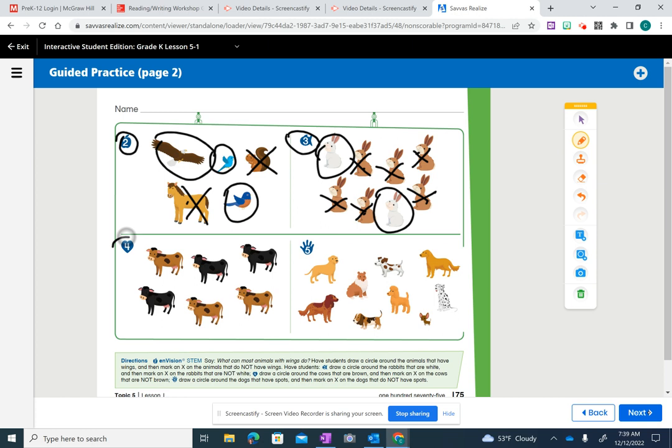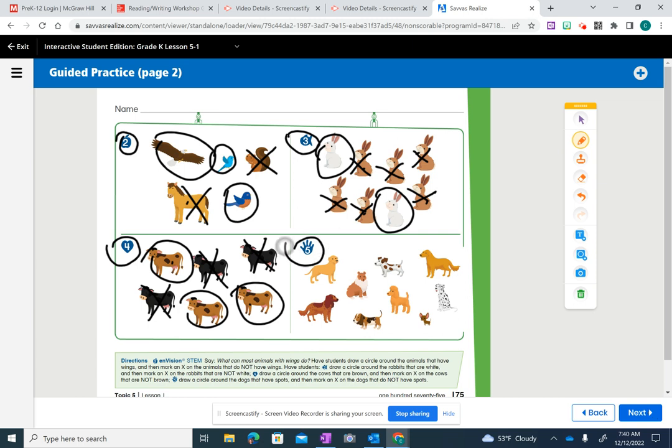Now let's move down to number 4. Draw a circle around the cows that are brown, and then mark an X on the cows that are not brown. So on your paper, it looks like they're all brown, but we're going to take a look. So we are going to circle the cows that are brown. These are brown, and these are not brown. So 3 of our cows were brown, and 3 were black.